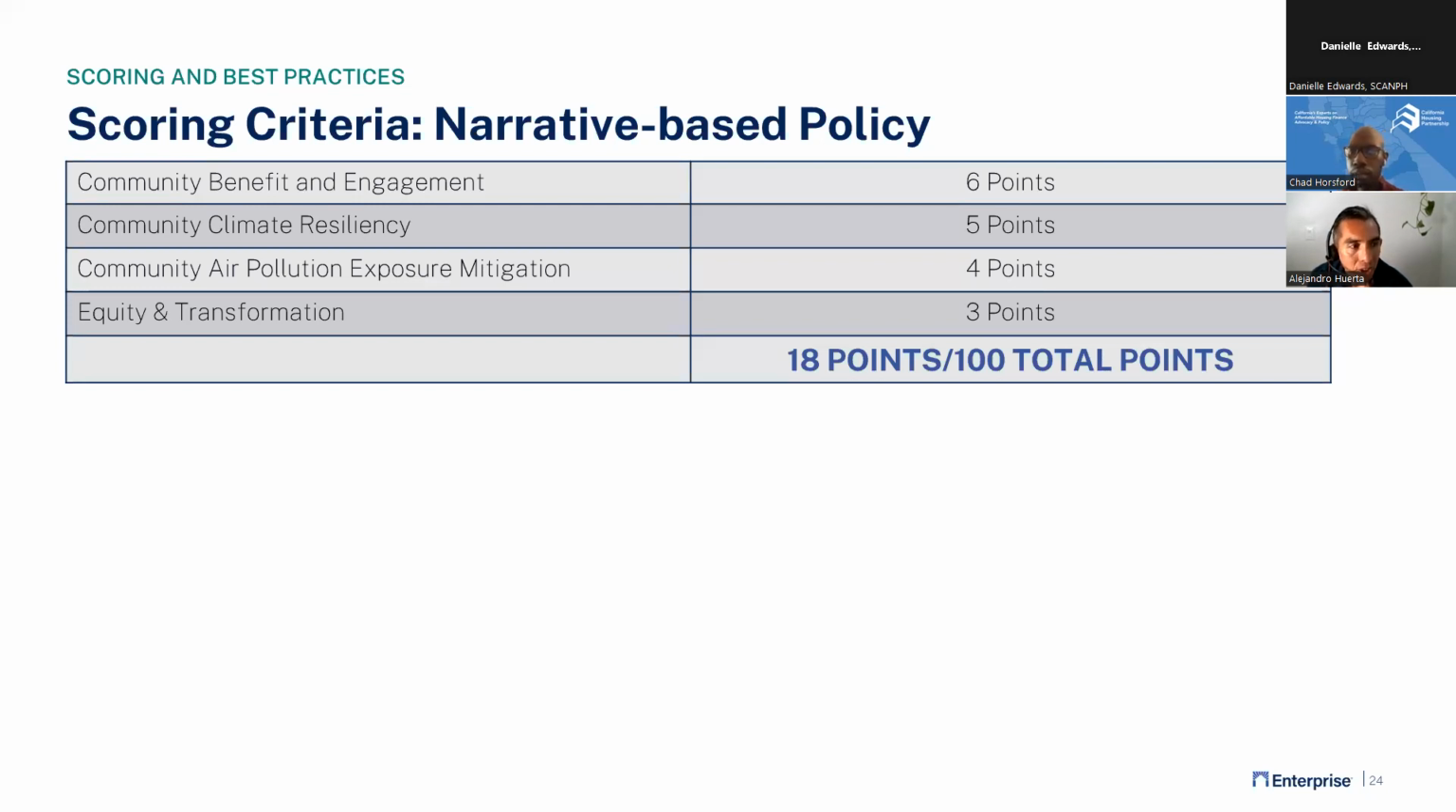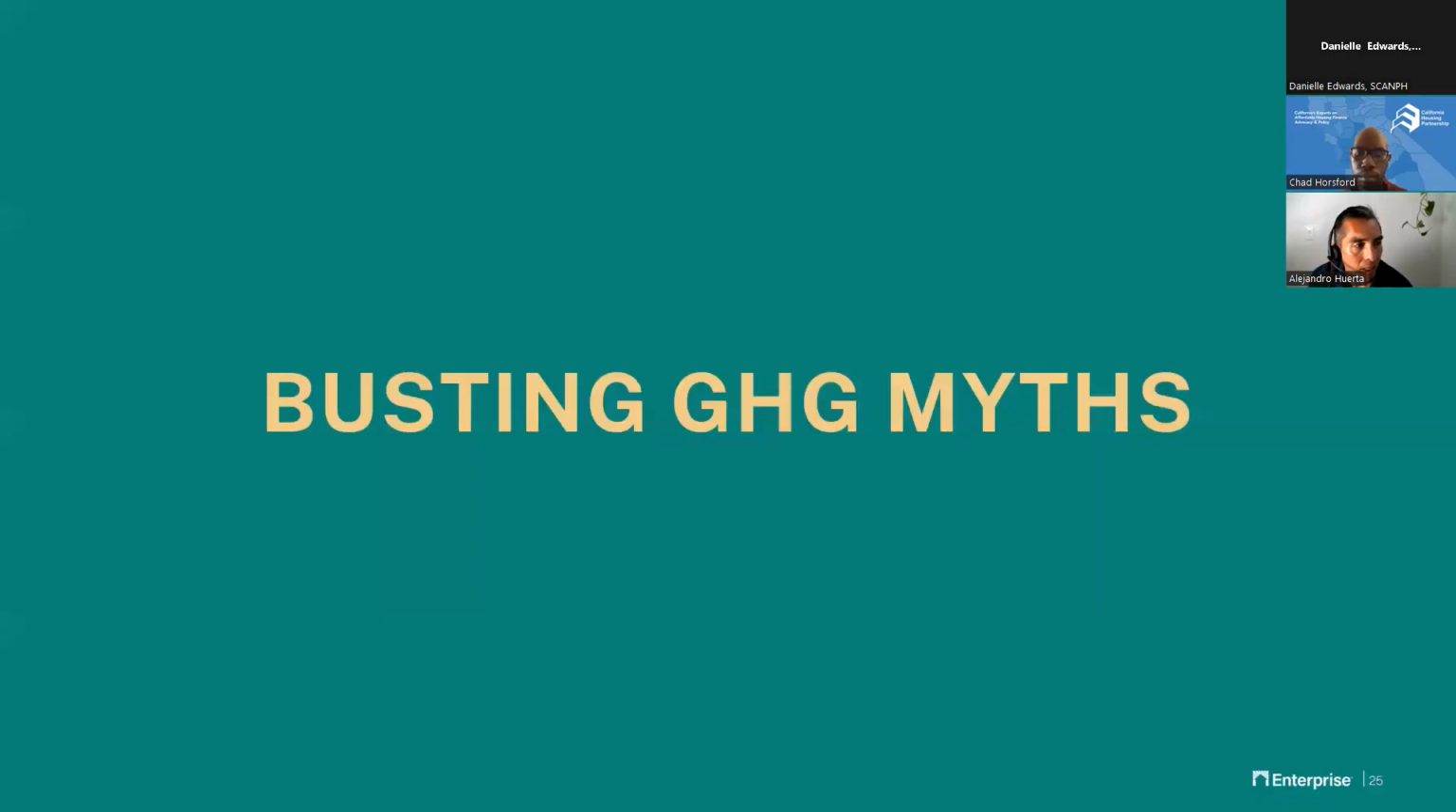So this is the 100 points. You're not expected to get 100 points. Generally, we're looking for projects that score above 75 or 80 points to be competitive and win. Again, that depends on any given round.